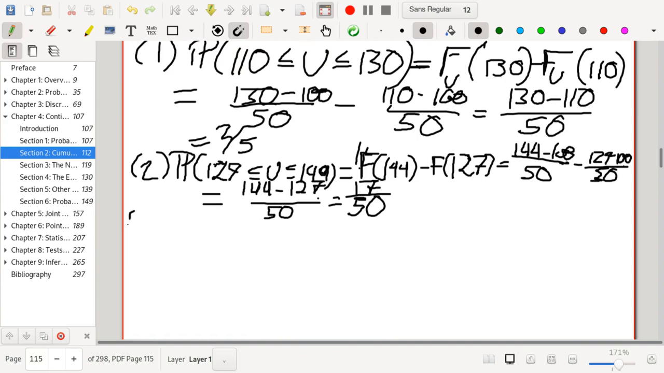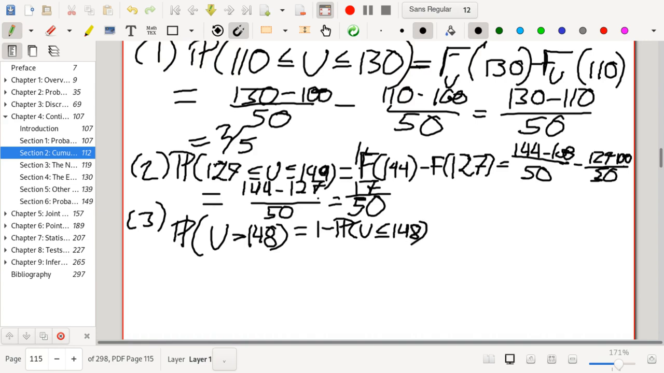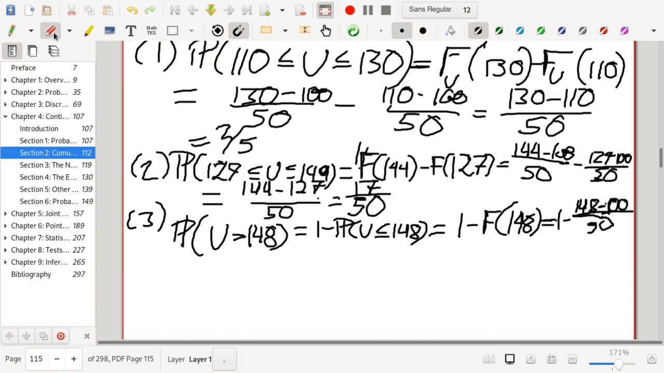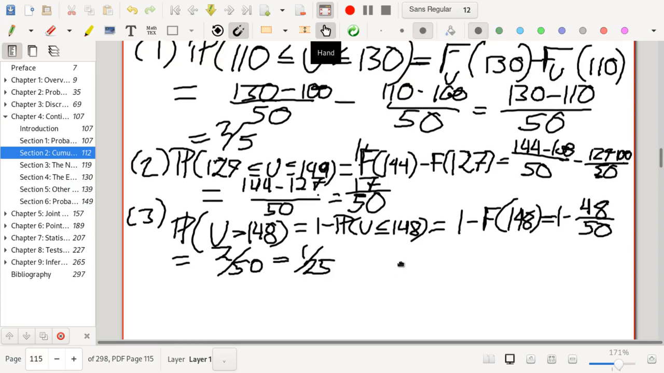Part three. In part three, we ask for the probability that U is greater than 148. This is equal to 1 minus the probability that U is less than or equal to 148. The latter probability is the CDF at 148. So this is 1 minus the CDF at 148, which is 1 minus 148 minus 100 over 50, which is 1 minus 48 over 50, which is 2 over 50, which is 1 over 25. All right, so that was all the stuff from example 3.